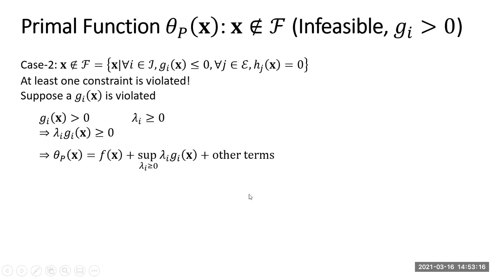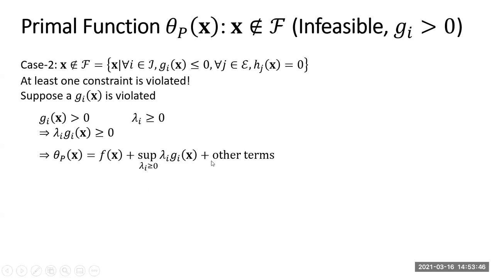What happens to the supremum? Just ignore the other terms. What will happen to this lambda i gi of x? We are trying to maximize with respect to lambda i, and lambda i gi of x is already greater than or equal to 0, right? They're of the same sign. So what would we do? We set lambda i to be equal to infinity. And so this term will be infinity. Just forget the other terms. Theta p of x becomes equal to infinity in that case.